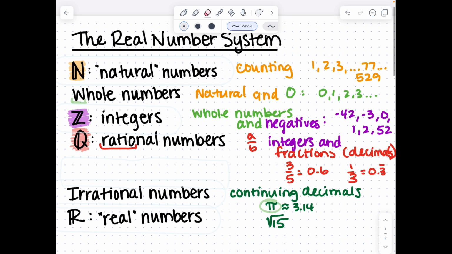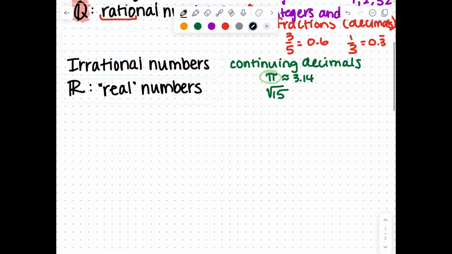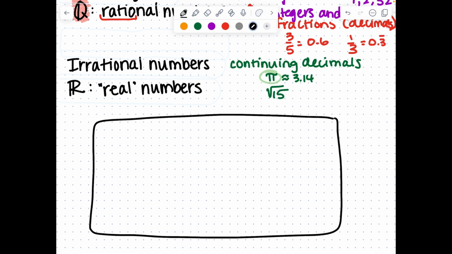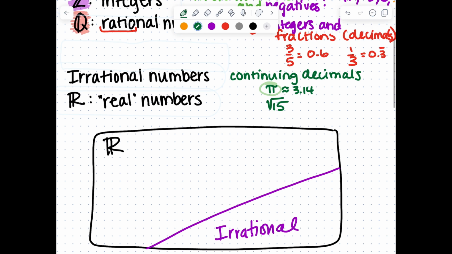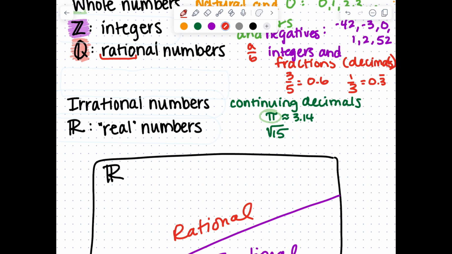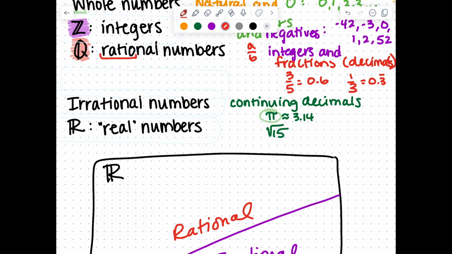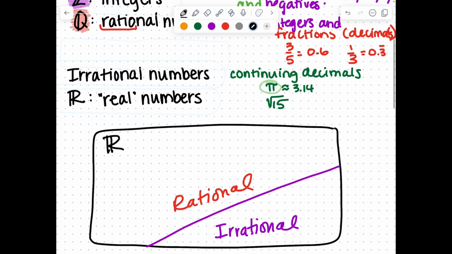So all of these are real numbers. Real numbers are like the big, here's the whole, everything you know about numbers. Now, in there's a chunk that are irrational, which means this chunk up here, these are rational. Now, in that rational group, some of them are integers, some of them are not. So we can start to break this down.